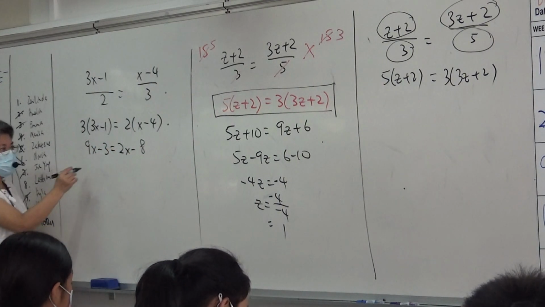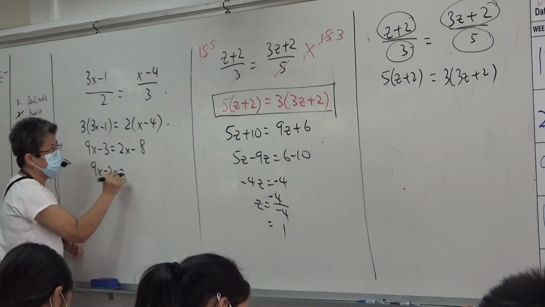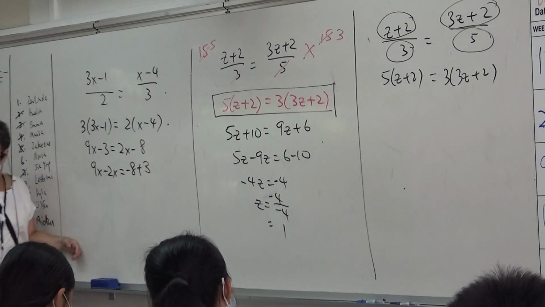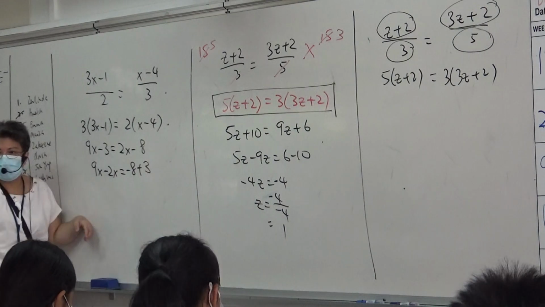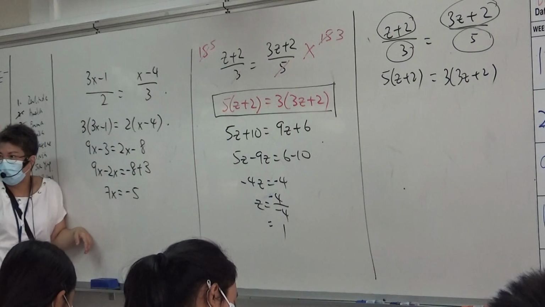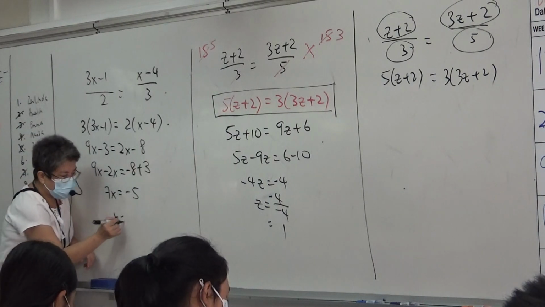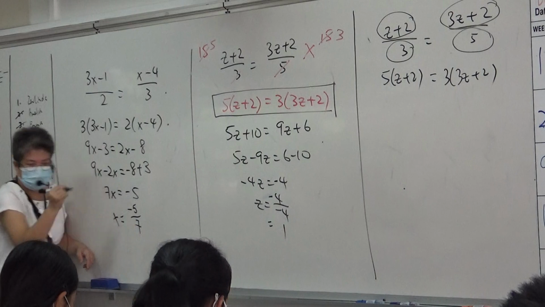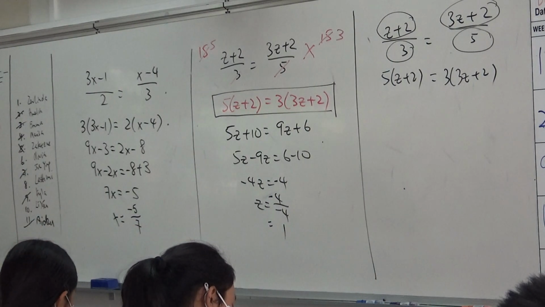Alright? So 9x minus 2x equals to negative 8 plus 3x. What's 9x minus 2x? 7x equals to negative 5x. What's x? Negative 5 over 7. Correct?